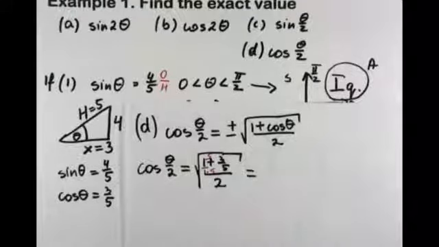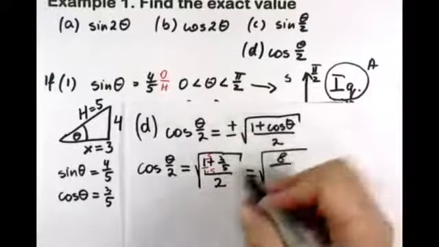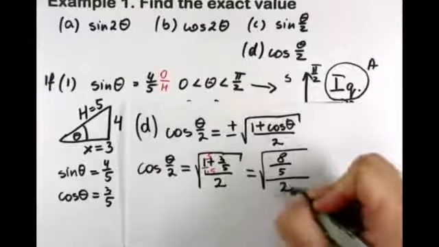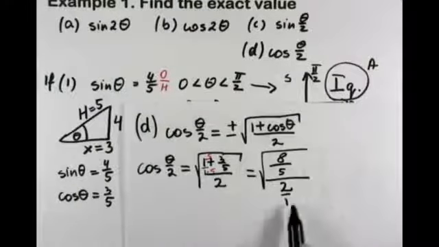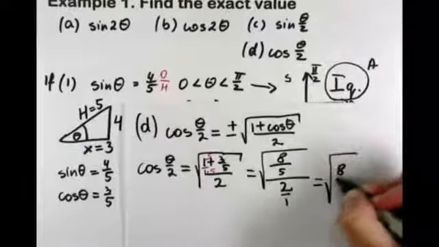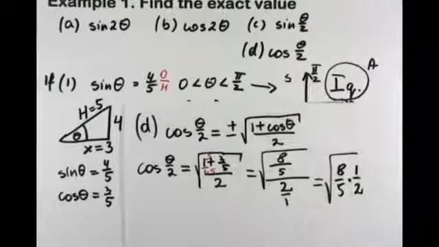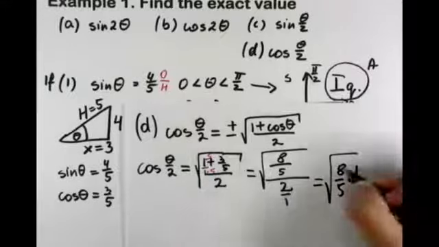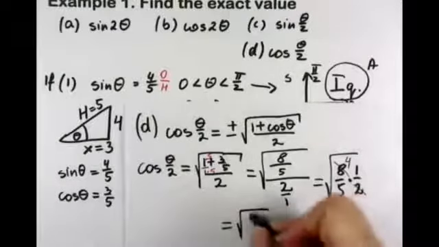So we will have 5 plus 3 is 8 over 5 and all over 2. 2 is like 2 over 1. To divide by a fraction means multiply by its reciprocal. So this one is 8/5 times 1/2. Nothing to reduce, though we can reduce 8 and 2. It reduces to 4. So the final answer gives me square root of 4/5.